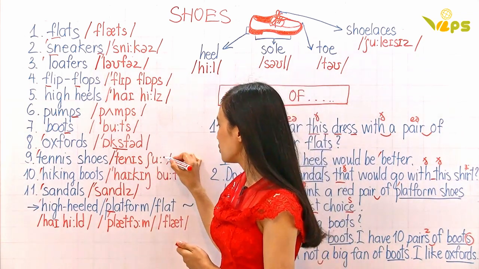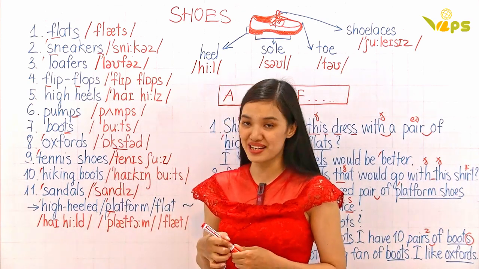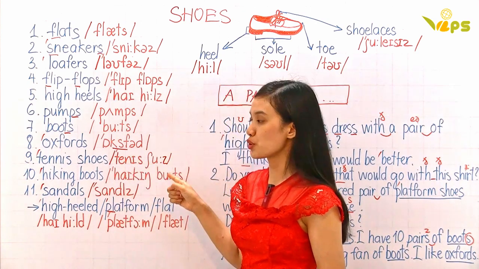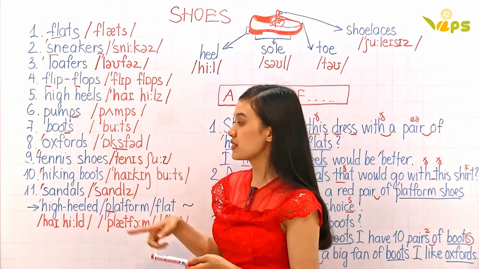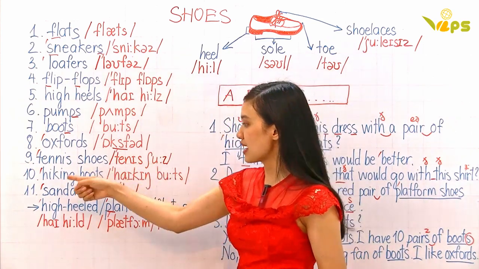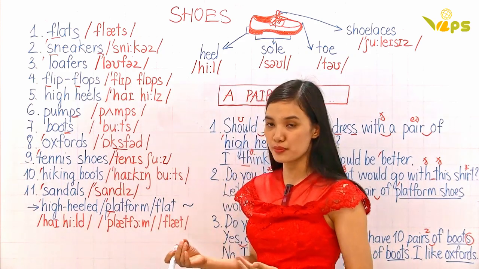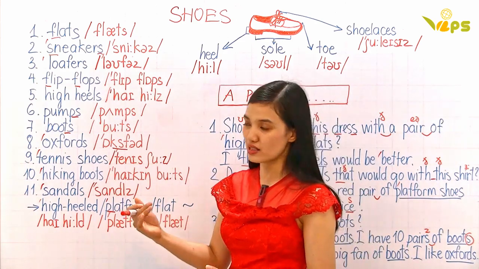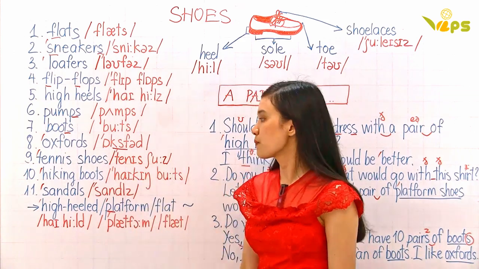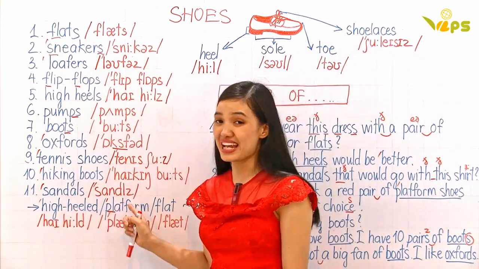Number nine, tennis shoes. You use these shoes to play tennis, okay? Number 10, hiking boots. You wear this kind of boots to go hiking, okay? Number 11, sandals.